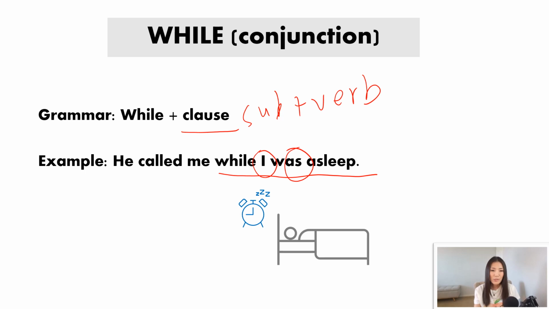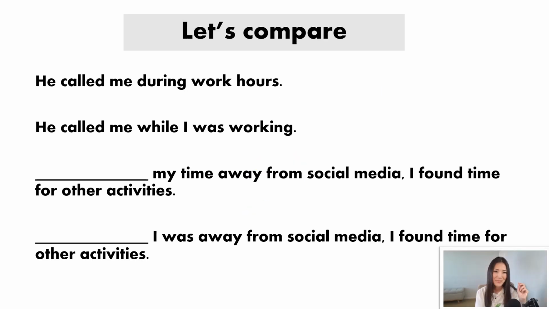So the difference between during and while is that when you use the word during, you can't have a clause, you're just going to have a noun or a noun phrase. And if you're going to use the word while, you're going to have a clause. Let's take a minute to compare the two.